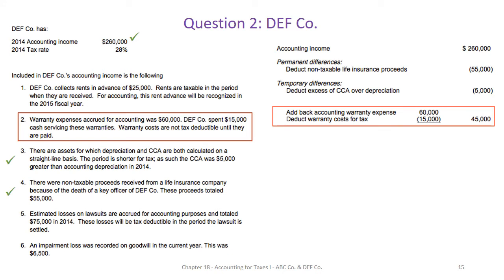Our next temporary difference in this example is a little different. Here we have warranty expenses. In the previous example, we had pension costs. Well, warranties are treated in the exact same way conceptually as pensions, because what happens is warranty expense, which is usually an estimate, is not tax deductible.